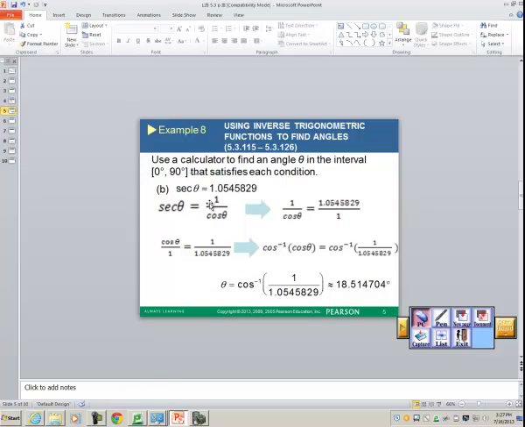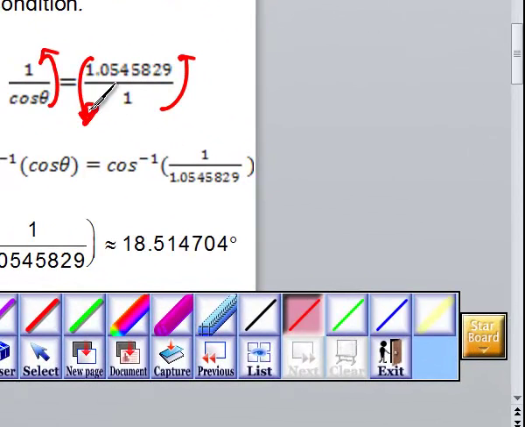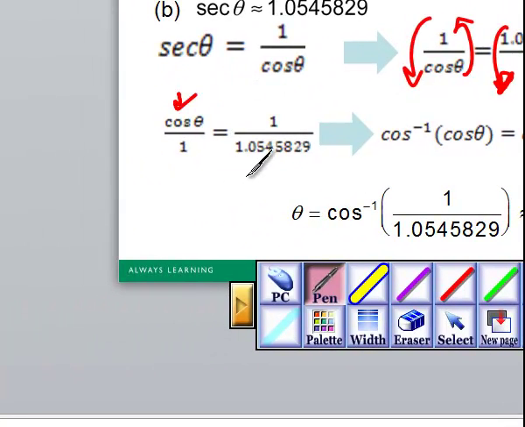Okay, so again, for secant, now here, we can't just put inverse cosine of 1.054. We can't do that. So what we have to do here is we know that secant is equal to 1 over cosine. So at this point, we can say 1 over cosine is equal to 1.545829 over 1. And so what we're doing here is we're flipping, or we're applying the reciprocal to both sides. So when you do that, the cosine, apply the reciprocal, now the cosine is in the numerator, and the 1.54, and it goes on, you flip that, and now that's in the denominator.